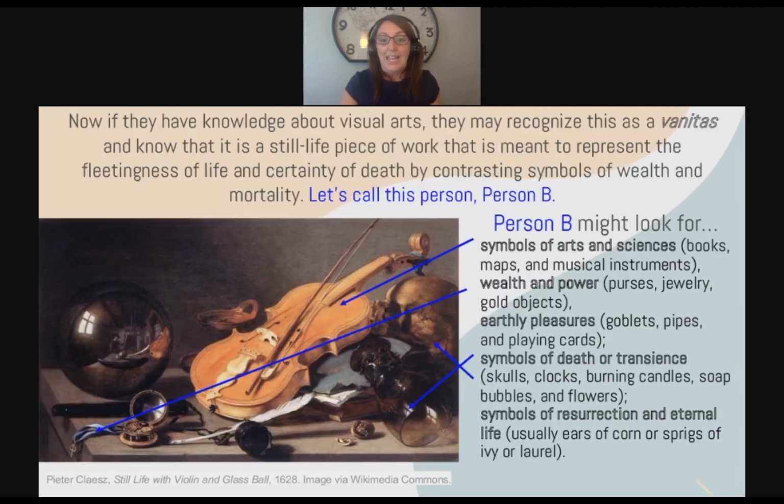Okay, now let's imagine that person B walks in, and person B has some knowledge in art. So this is maybe somebody who has some training in art, someone who has experience or background in art, and they have a voice to offer on this. And so they recognize that this is a vanitas. I had to Google this, so I hope it's right. It's a still life piece of work that's meant to represent the fleetingness of life and certainty of death.